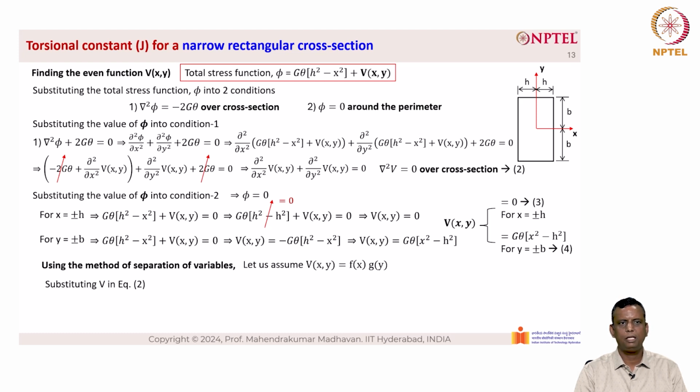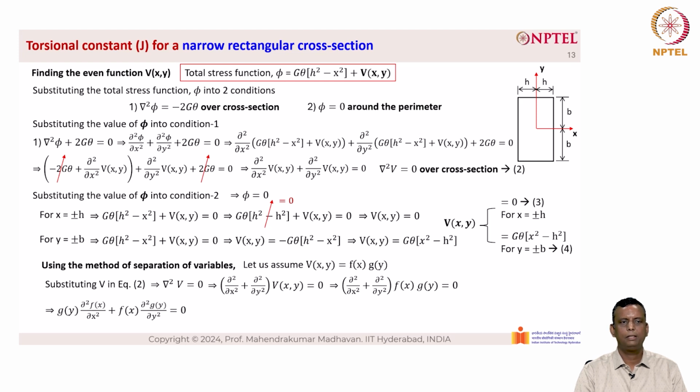So substituting v in equation 2, we have del square v equal to 0. So we have dou square by dou x square plus dou square by dou y square into v of x comma y equal to 0. So now we have dou square by dou x square plus dou square by dou y square into f of x into g of y is equal to 0. So g of y into dou square f of x by dou x square plus f of x into dou square g of y by dou y square is equal to 0. We can simplify this further by substituting f double dash for dou square f of x by dou x square and g double dash for dou square g of y by dou y square. Now we get g into f double dash plus f into g double dash is equal to 0.